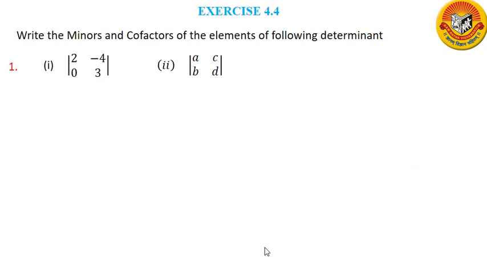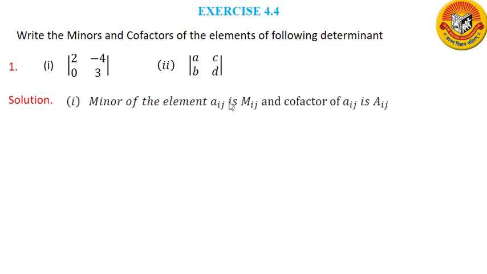Let us see some problems of exercise 4.4. First problem, I have to find the minor and cofactor of the following determinant. Now we already know that the minor of element Aij is Mij and the cofactor of Aij is capital Aij. Here the first element A11 is 2, so M11 will be 3. I will delete the first row and first column, and A11 is minus 1 power 1 plus 1 into M11. This is 1 into 3, so I will get the answer 3, right?